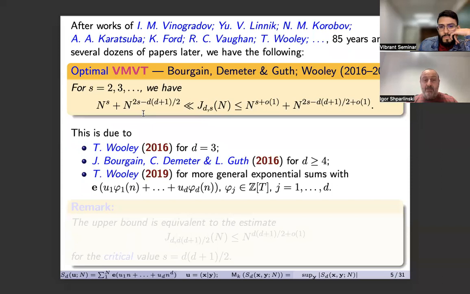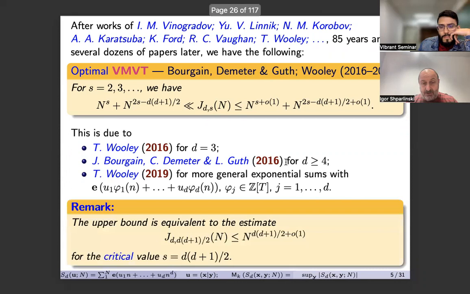In fact, this bound looks very cluttered. It's not difficult to see that the only estimate which we really need to have this bound in this form is a bound for only one critical value of s, namely for s, which is d times (d plus 1) over 2, which is called the critical value. So the convexity estimates will reduce everything to this particular value of s. And this is how these results have been proven, only for this value of s. But again, it's kind of a remark which is not very important for the rest, but just to help you understand the general picture.